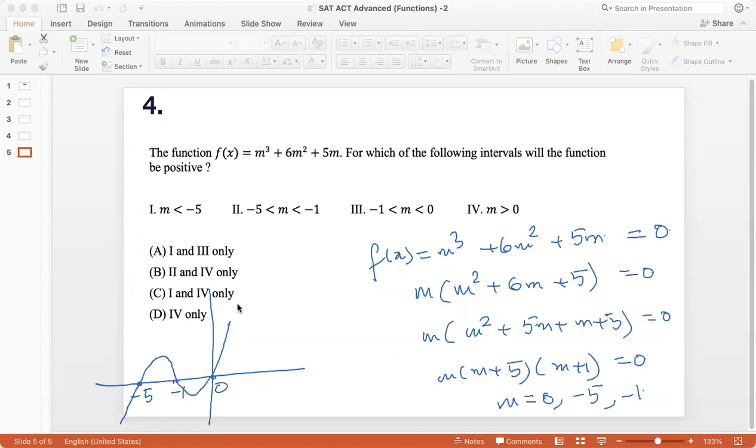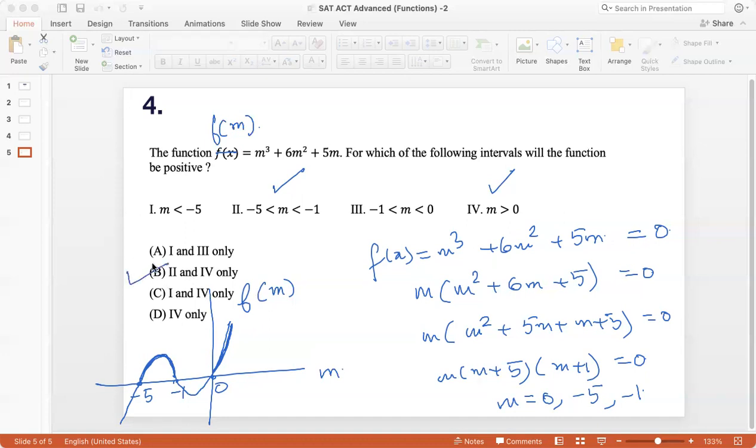So in which interval is the function positive? It is positive between -5 and -1 because that is when it's above the x-axis. So interval 2. And it is positive again when m is greater than 0, because that is when it is above the x-axis again. So the function f(m), oh, this should be f(m), not f(x). Yeah. So the function f(m) would be positive in interval 2 and interval 4, which is option B.